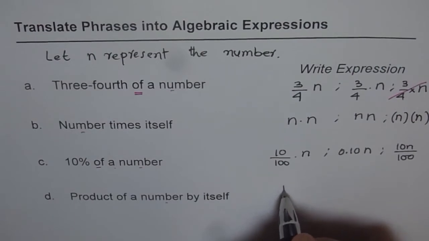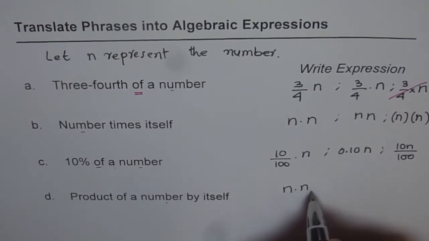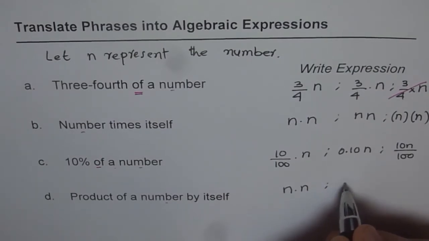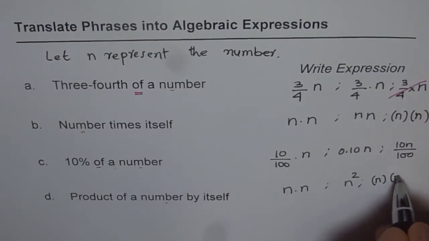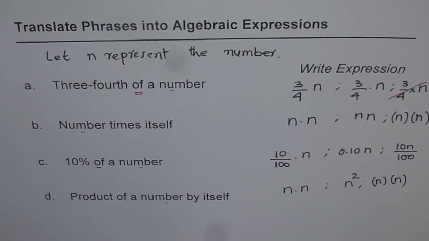Then we have product of a number by itself. That means you're multiplying the number with the number itself, right? This is how you should write. When you do that, it is actually equal to n squared. So this is another way of writing the same thing. At times, we can put them in brackets, so we can write n times n. So these are different ways in which you can write the same thing.